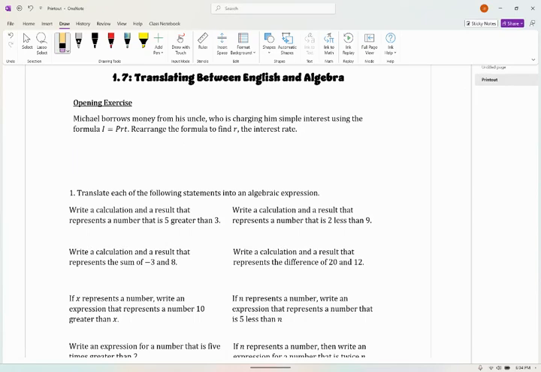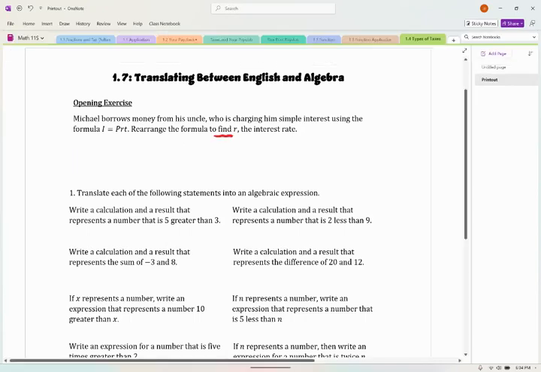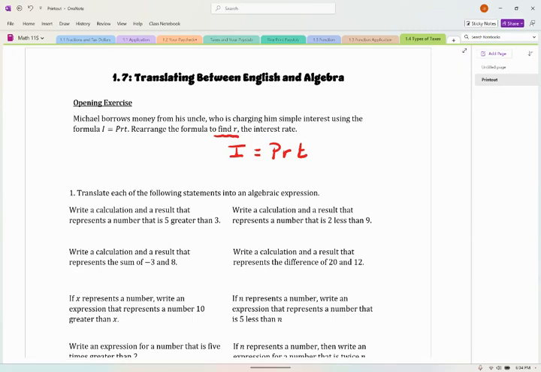So we want to find R. Okay, so I'm going to rewrite I equals P R T. Notice that there's no addition or subtraction, so we're not going to add or subtract. And when variables are next to each other like this, it just means multiplication.